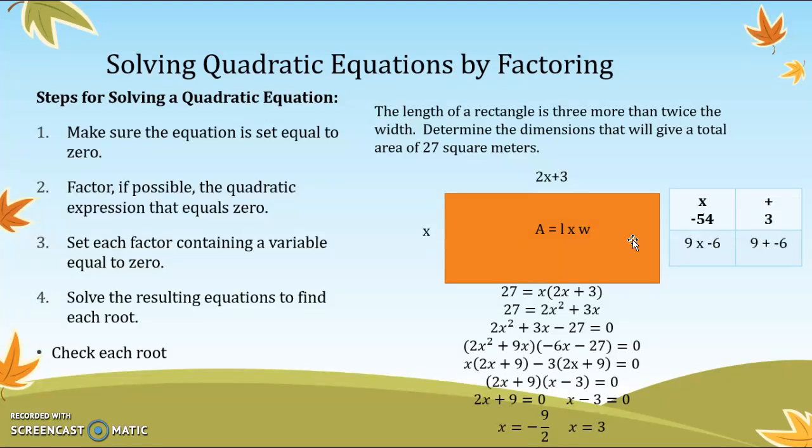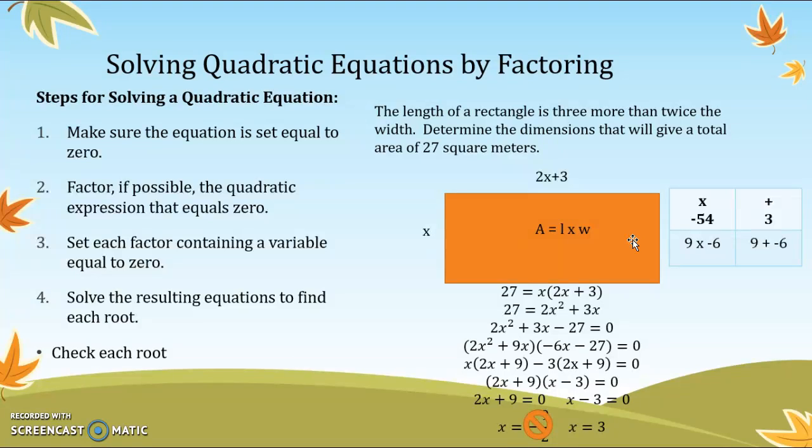Let's stop a moment and think about length and width. Is it possible to have negative 9 halves meters? Probably not. So that answer, although a good answer, doesn't make sense in the context of the question. So we've narrowed it down to our only option being x equals 3.